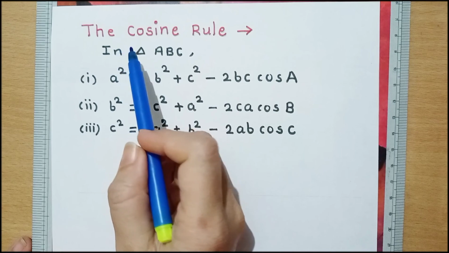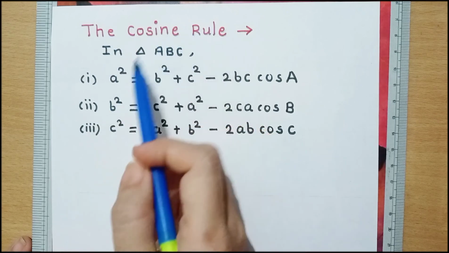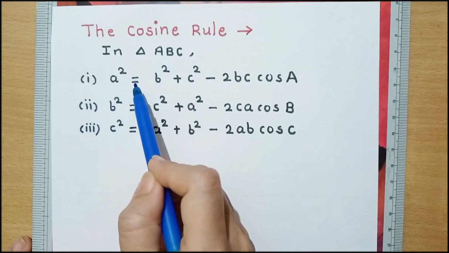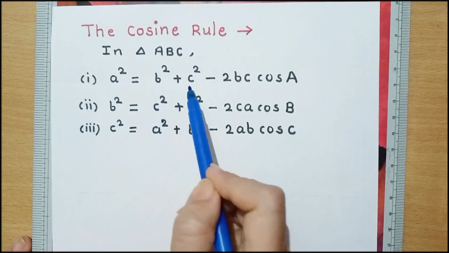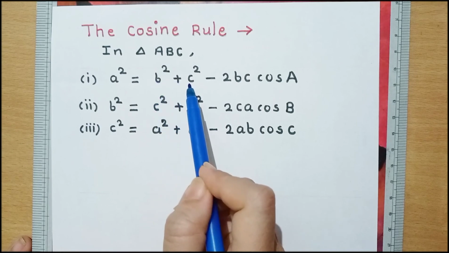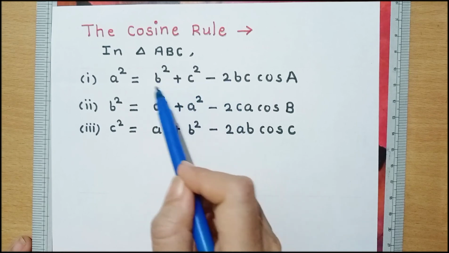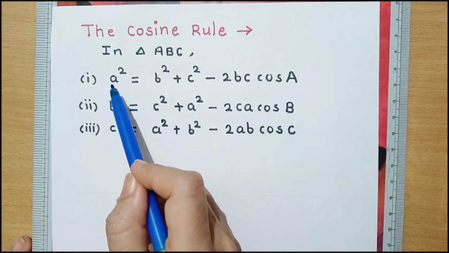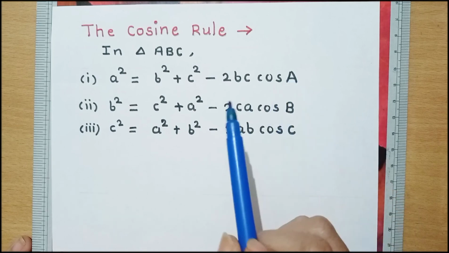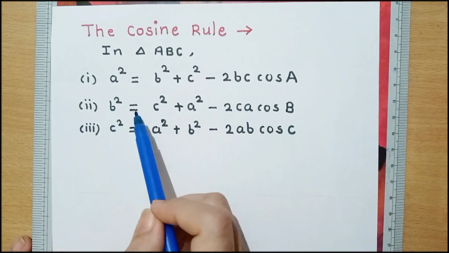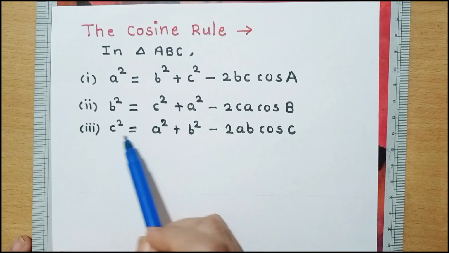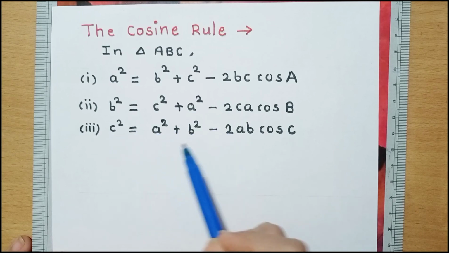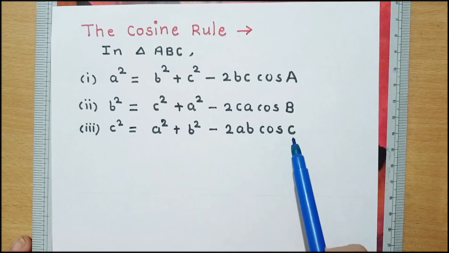Now let's prove the second rule, the cosine rule. In triangle ABC, first one: a square is equal to, then the remaining two sides are b and c, so b square plus c square minus twice the multiplication of these sides, bc cos of, if the side is a then take capital A angle. Same way b square is equal to, and c square is equal to a square plus b square minus twice ab cos of capital C.